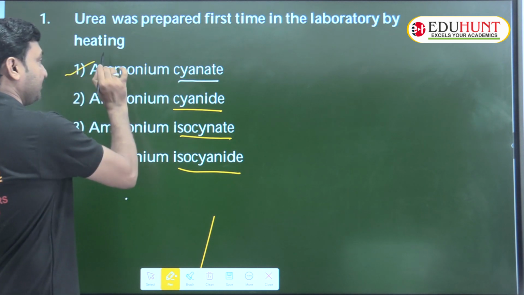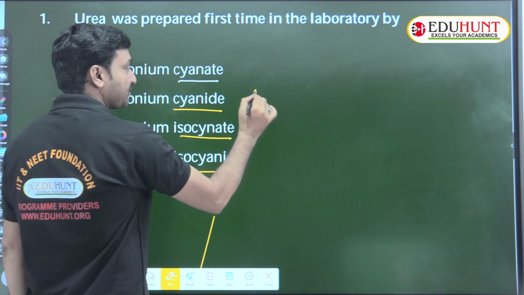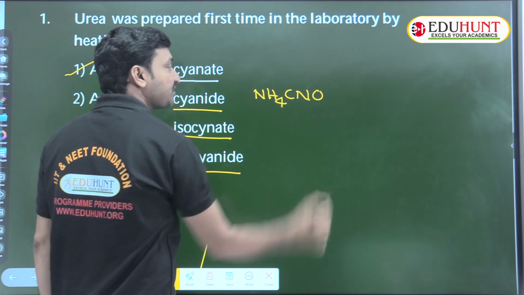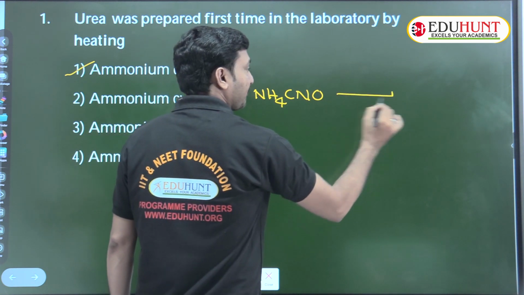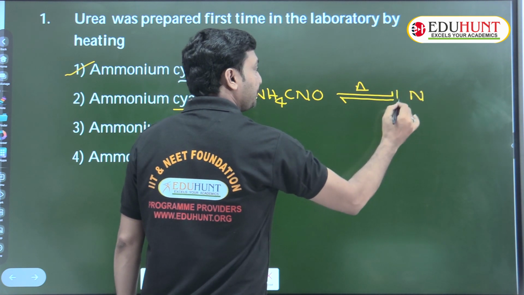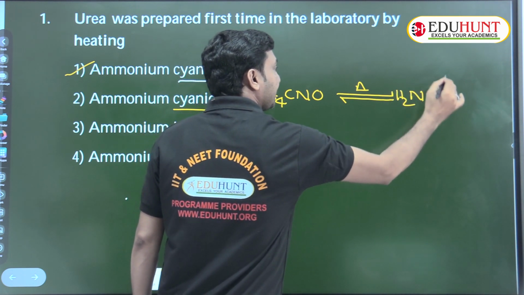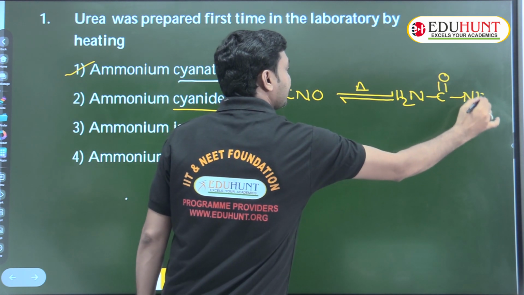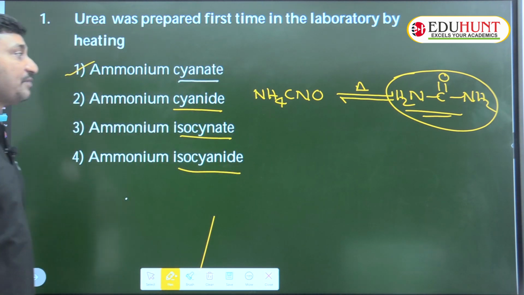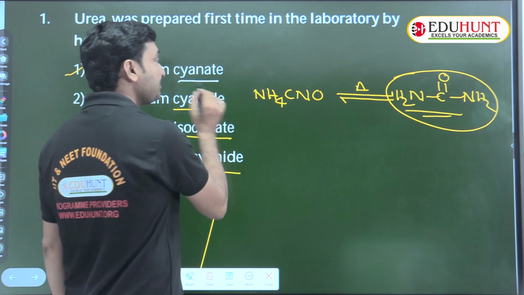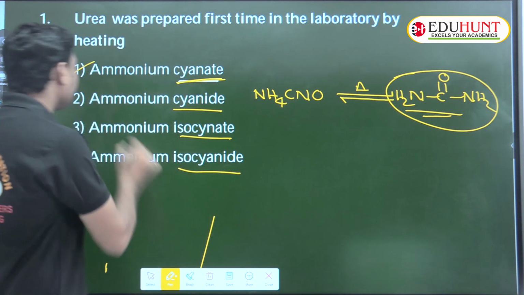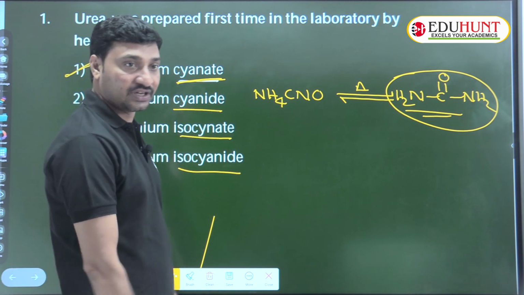Ammonium cyanate. What is the formula of ammonium cyanate? NH4CNO. On heating, it undergoes rearrangement and gives urea. What is the formula of urea? NH2CONH2, urea. This is the first organic compound prepared in the laboratory by heating ammonium cyanate. So the correct answer is the first option, right?